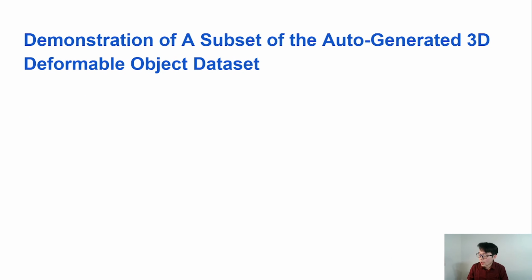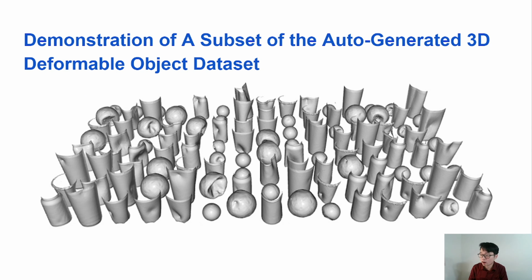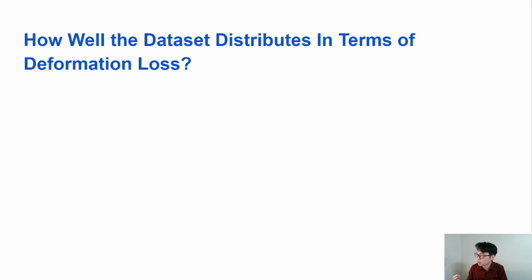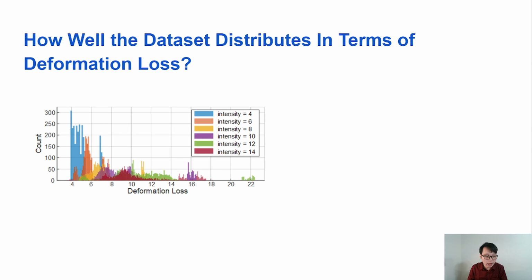So how does the formula in the generation affect the dataset, the raw scan, look like? Here is a subset of our dataset. Our dataset includes a lot of deformable objects. Like you can see, there are a lot of balls, and deformed cups and cans. And of course, I viewed this using the Open3D library. The main question here is how well the dataset is distributed in terms of deformation loss on the generated dataset. This is how it looks like.